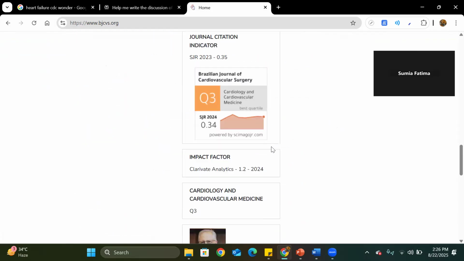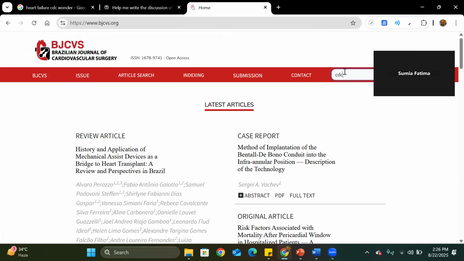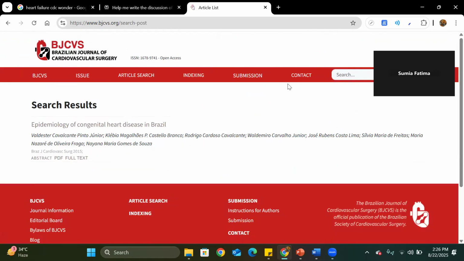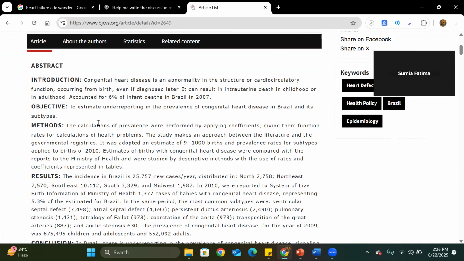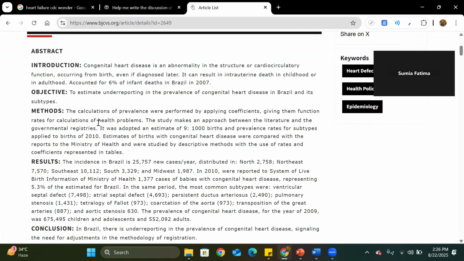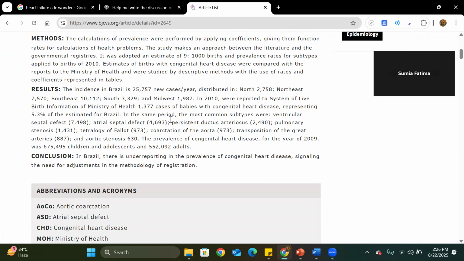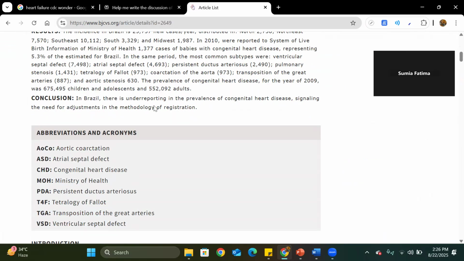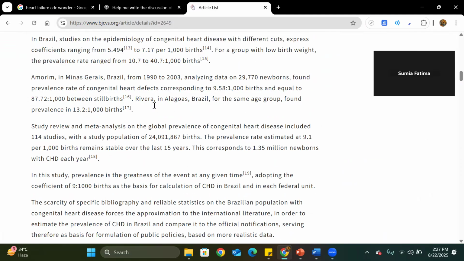Okay. But still, I can go for this journal, and what I will do is I can even search on it here, CDC Wonder. I want to see which CDC Wonder articles they have published in their journal. Epidemiology of congenital heart disease in Brazil. Okay, so yes, it's published there, but they have not used CDC Wonder. They have just used some kind of Brazilian database for studying their disease.